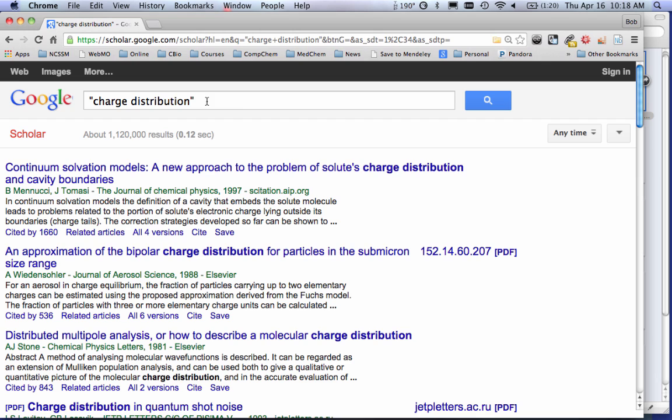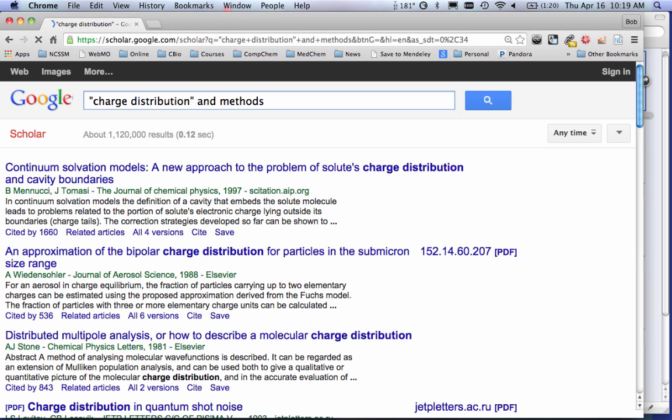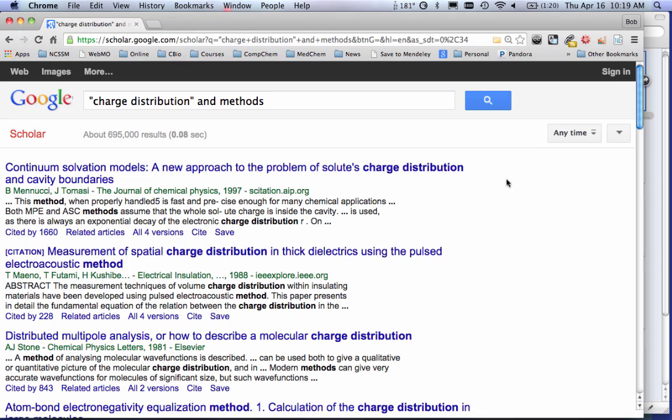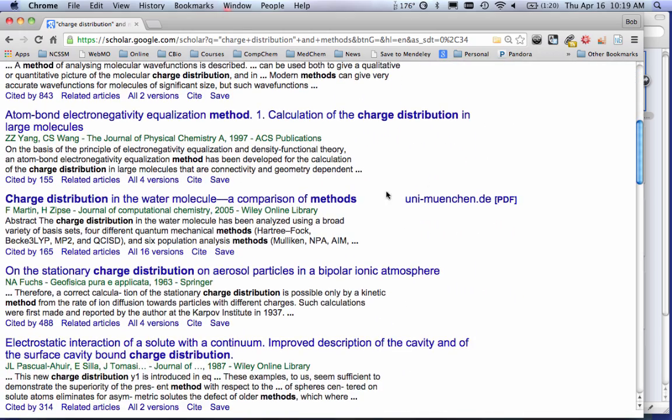Given that what we want to do is know what the methods of computing charge distribution are, I'm going to add methods as a keyword here, and notice I come up with some of the same articles. But oh, here we go. Charge distribution in a water molecule, comparison of methods.